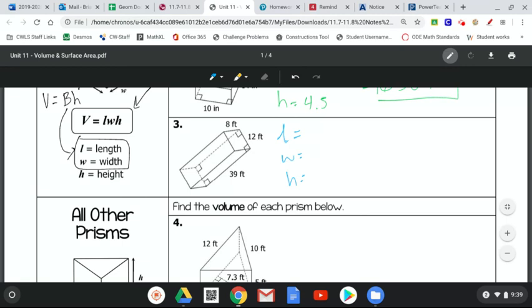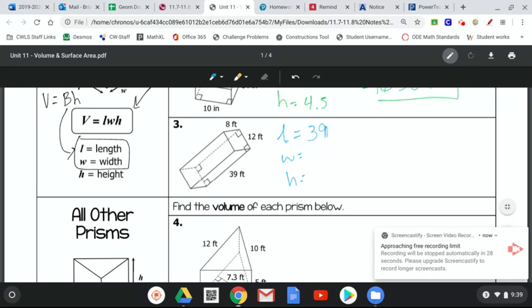So length and width is going to be 39 and 12. All right, and that's because that's formed from those right angles, okay? It's a rectangular prism, so we're going to have right angles where those right angles are. That tells us where the base is at. And then the height is 8, so volume equals 39 times 12 times 8. When you do that, you get 3,744 feet cubed.